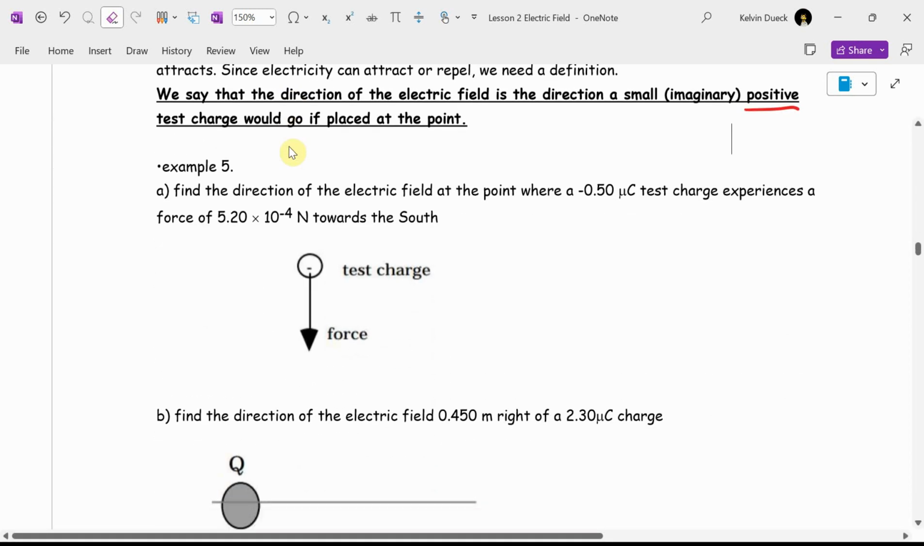So here's example 5. This is the one that we just did, Carter and I, but I drew the picture, and it says this: find the direction of the electric field where a negative charge experiences a force toward the south. Well, if a negative charge feels a force towards the south, which way would a positive charge feel a force?